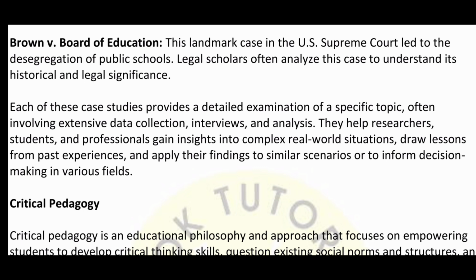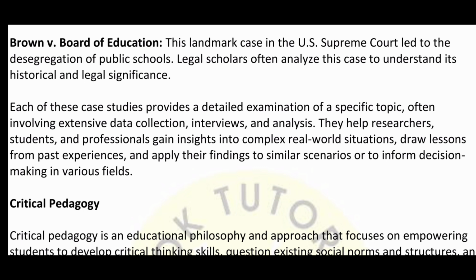Now, whatever cases we have studied, each of these case studies provides a detailed examination of a specific topic, often involving extensive data collection, interviews, and analysis. You can do a case study by following different methods, maybe by interview, data collection, analysis, or evaluation. They help researchers, students, and professionals gain insights into complex real-world situations, draw lessons from past experiences, and apply their findings to similar scenarios or to inform decision making in various fields.